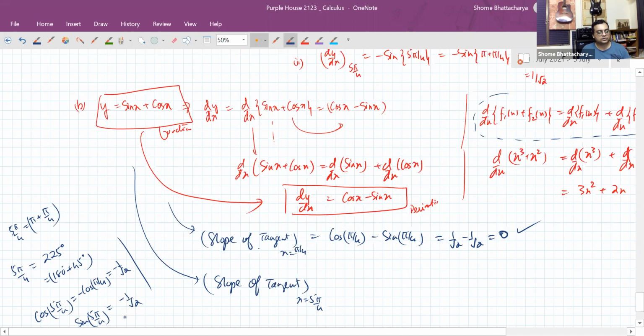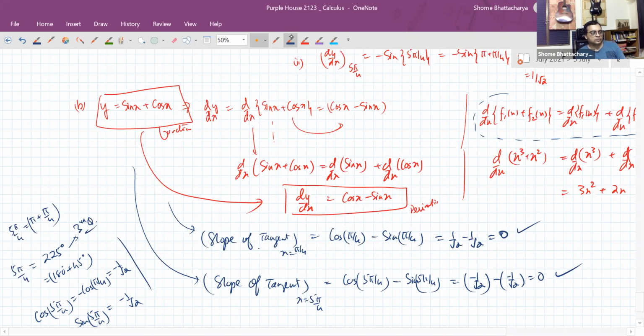So sine and cos are both negative in the third quadrant. This is the third quadrant. So this will become cos of 5 pi by 4 minus sine of 5 pi by 4. This time cos 5 pi by 4 is minus 1 by root 2, but so is sine 5 pi by 4. So again the value is 0. So both the slopes are coming out 0 for this part. Okay, so this is clear now? Yes, sir.